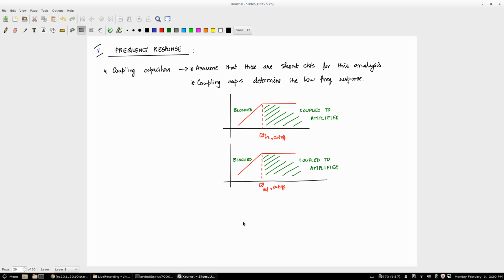Okay, we have finished the coupling capacitors. So for now, let us assume that we are not worried about the coupling capacitors, and let's only look at the other capacitances that are there in the circuit.